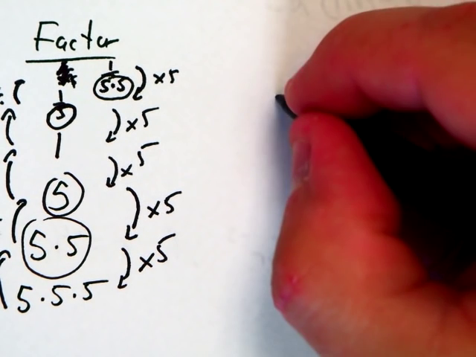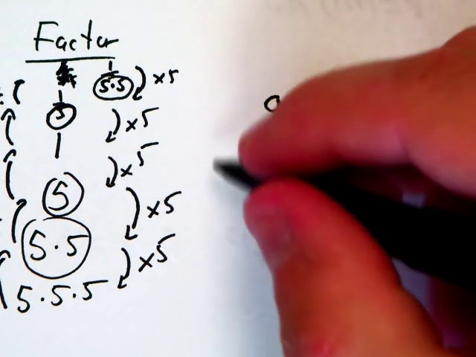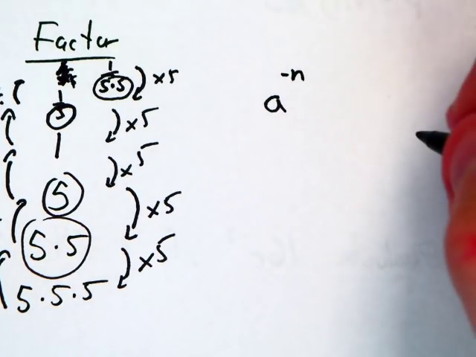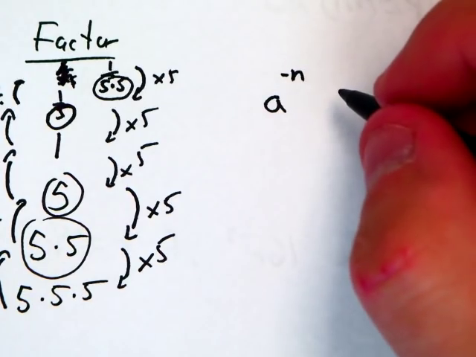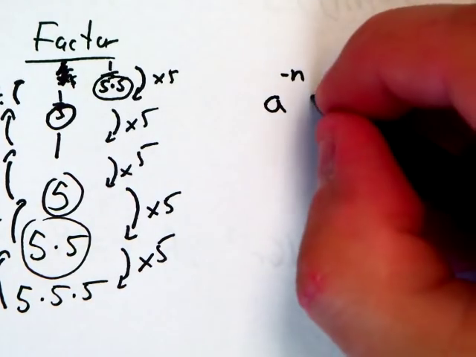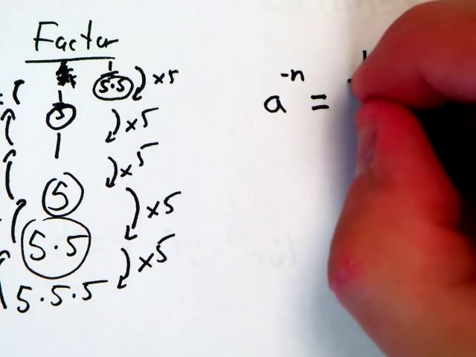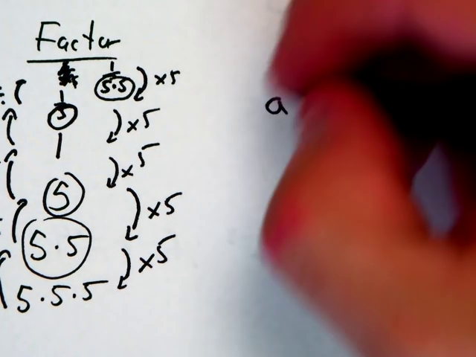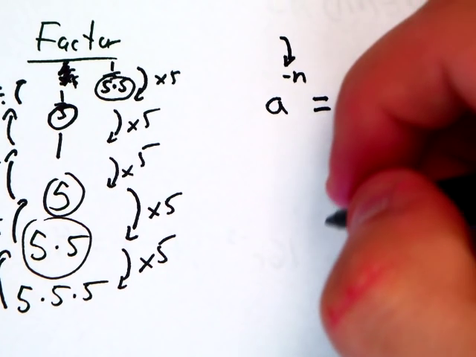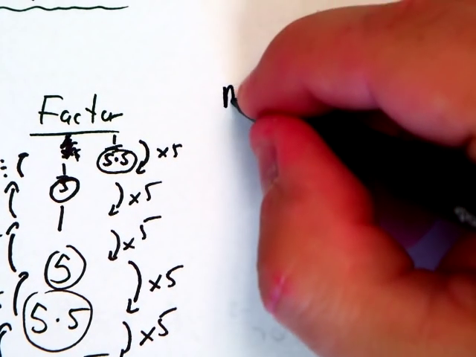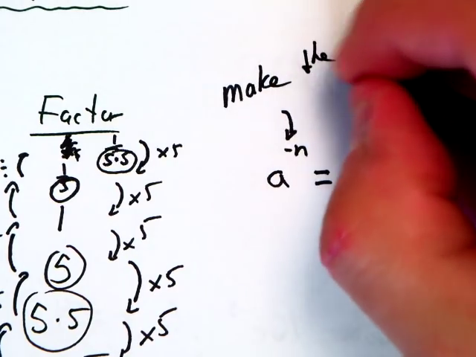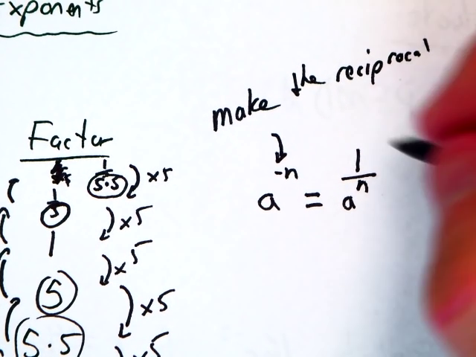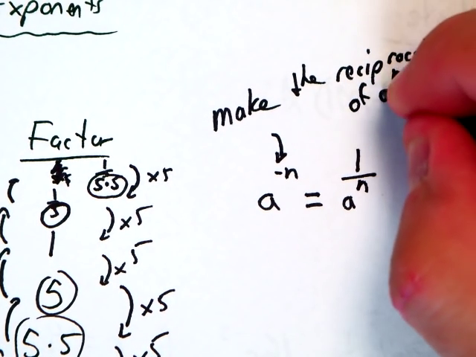So if I have a letter a, which could be any number, and I raise that to an exponent of negative n, where n is also any number but 0, this can be evaluated as 1 over a to the n. So this negative sign here on the exponent really tells us to make the reciprocal of a to the n.